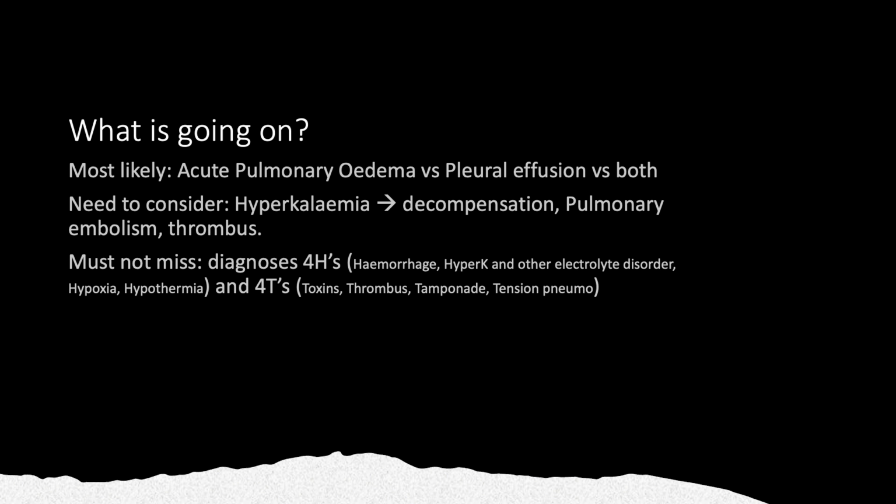And my must not miss diagnoses: if you can't think of anything at all, you can always fall back to 4 H's and 4 T's. So hemorrhages, hyperkalemia and other electrolyte disorders, hypoxia, hypothermia. In terms of your T's, it's toxins, thrombus, tamponade and tension pneumothorax.